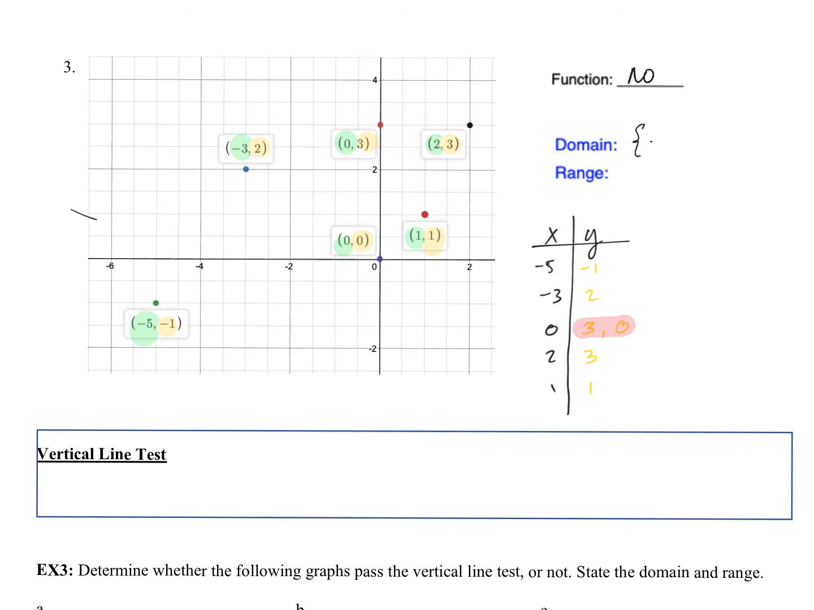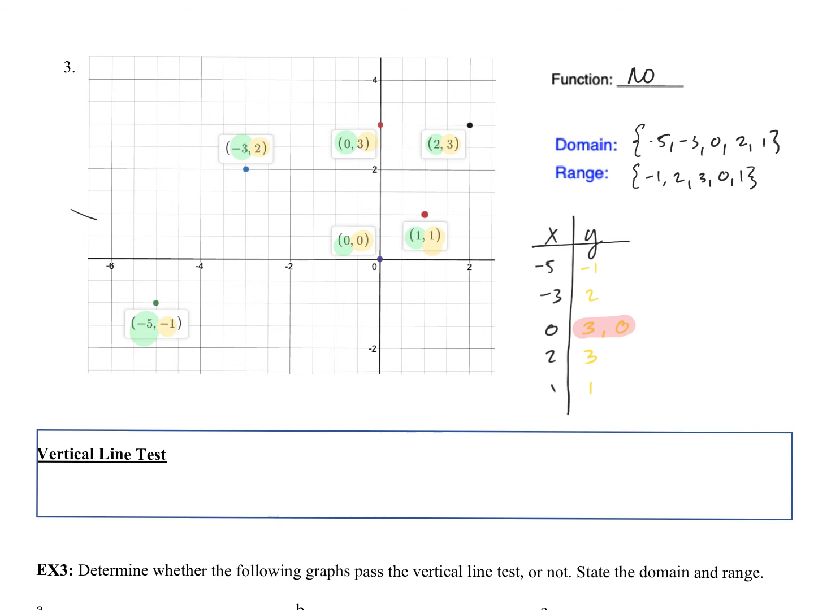So the domain is going to be all of the x values. And the range, once again, will be all of the y values. Oh, I didn't need to rewrite 3 twice, but that's okay. Let me actually go erase that. Okay, so this actually leads us really well into the next concept.